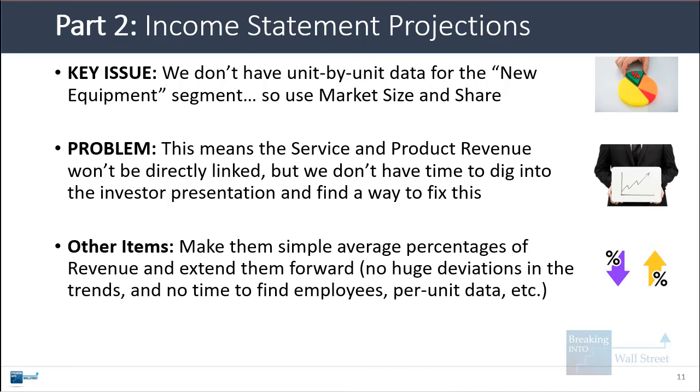With other items, we're just going to make them simple average percentages of revenue and extend them going forward. So things like the cost of goods sold and the operating expenses and even the tax rate will end up being very simple averages because we just don't really have time to do much of anything else here.